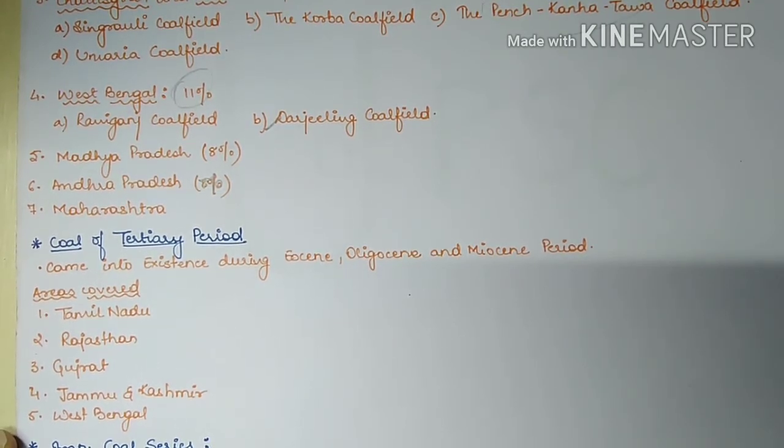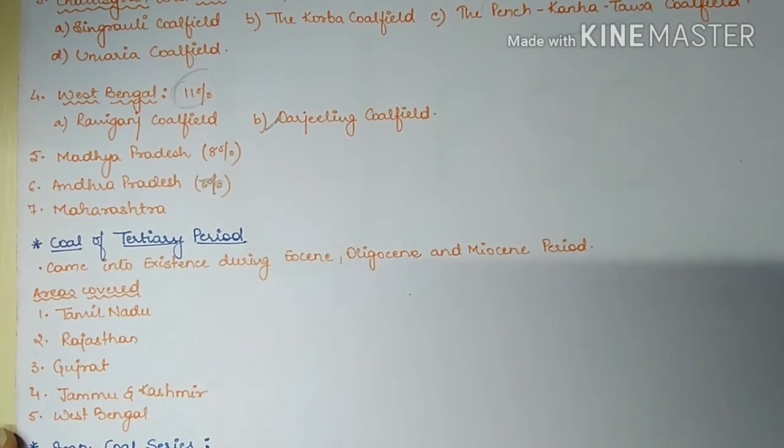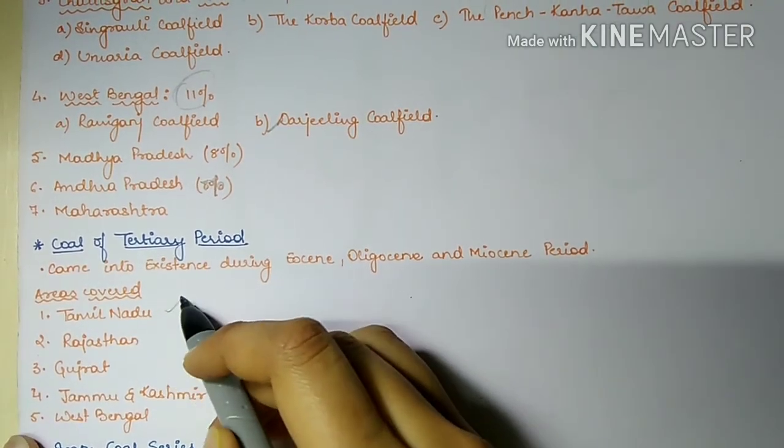So the first one that we have is Tamil Nadu. It has the largest deposit of lignite at Neyveli. Neyveli is in south Arcot district. Okay. Now the thickness of the coal is 10 to 12 meters and the moisture content is 30 to 40%, and the volatile material present in it is 40 to 45%. That means it is a lower grade coal.